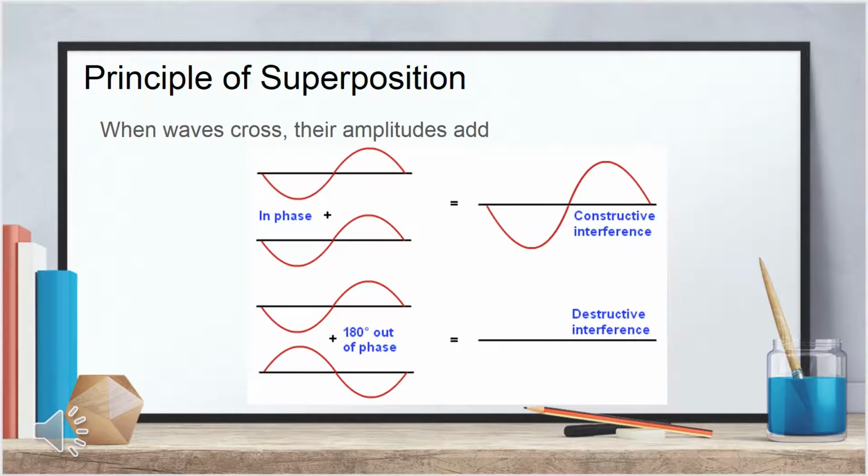When waves cross, their amplitudes add, and this is known as the principle of superposition. However, once waves get past each other, they retain the shape they had originally. There is both constructive and destructive interference. The first picture shows constructive interference, and this is when the waves add to form a larger wave. And then the second picture is destructive interference, which is when the waves cancel when added.